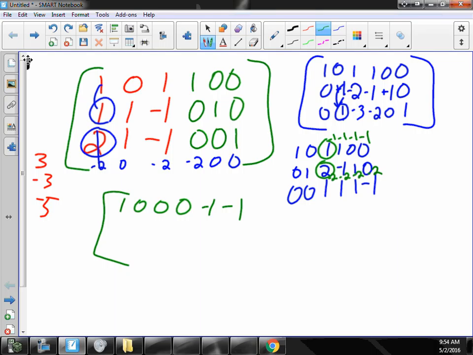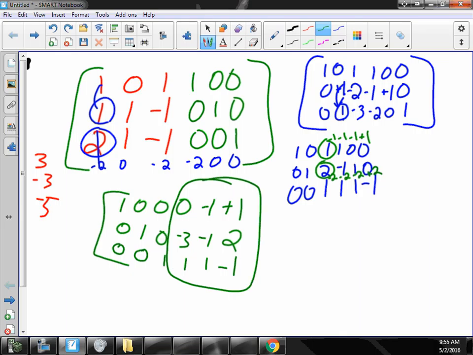Did I do that right? The last one, okay, like that? Is that better? Okay, second row, 0, 1, 0, negative 3, negative 1. That should be a plus 2, right? And then the bottom row is 0, 0, 1, 1, 1, negative 1. So this is my inverse.